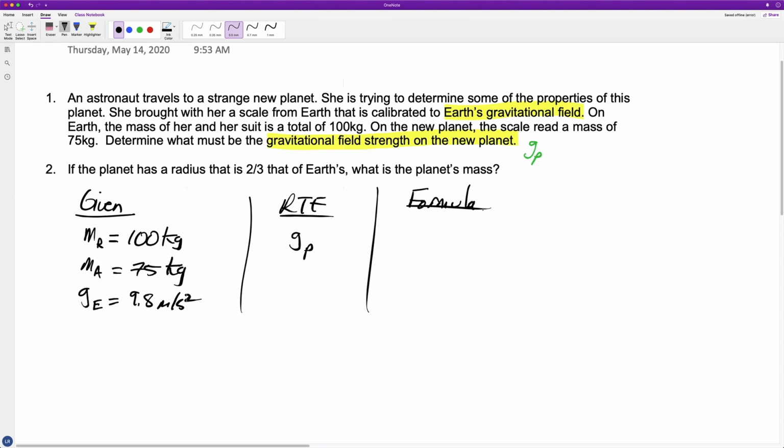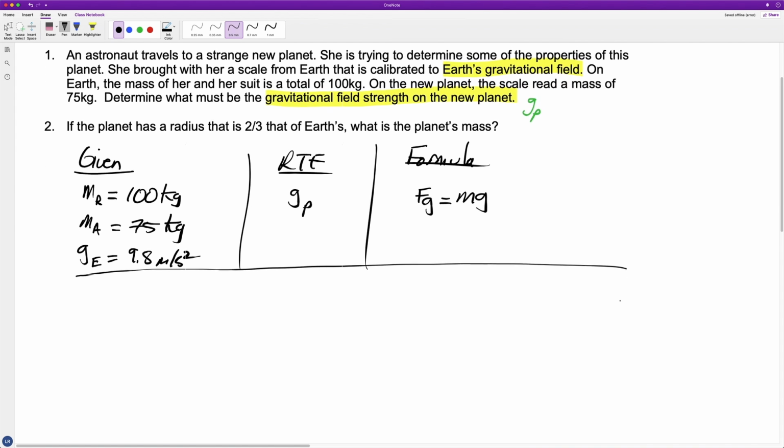All right, well, a few things. We know that the force of gravity equation in this case is little m times g. Little m represents the mass of our astronaut, where little g represents the gravitational field strength on whatever planet we're on. If it's on Earth, it's 9.8. If it's on our mystery planet, it's some value that we actually have to solve for. Okay, so how do we actually go about doing this?